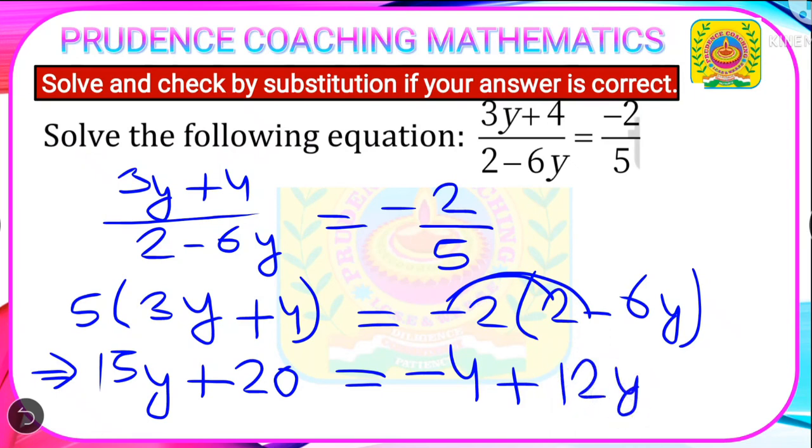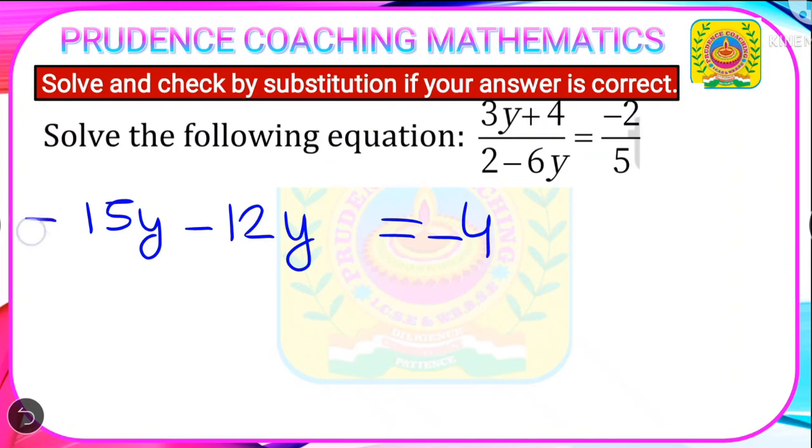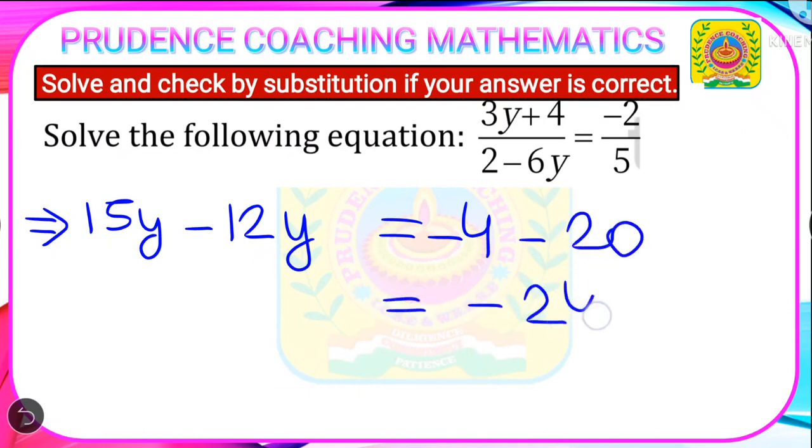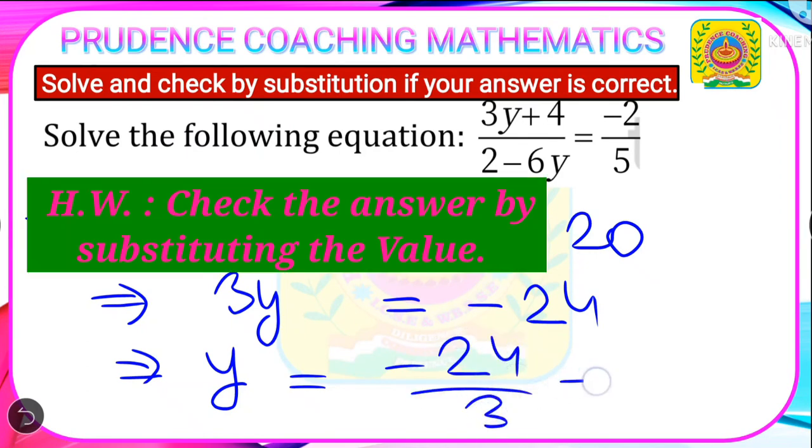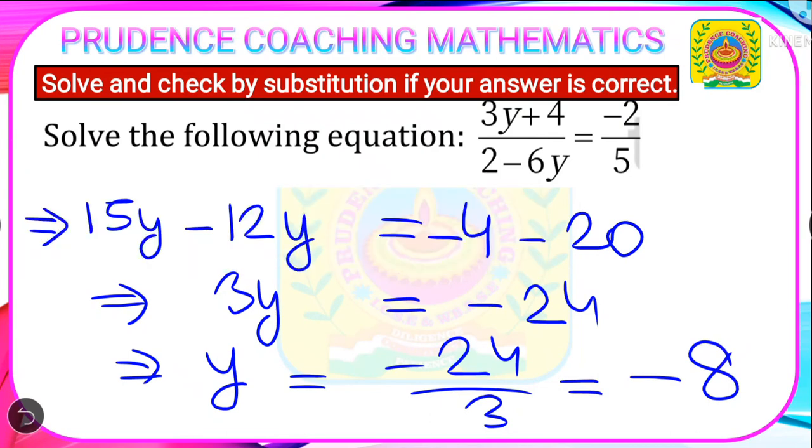Now we need to bring all the variables on the left side. So by taking the variables on the left hand side, we will get 15y minus 12y equals minus 4 minus 20. So this will be equals minus 24. 15 minus 12 will be 3y. So here the value of y will be minus 24 divided by 3. We know 3 8s are 24. So this will be minus 8, or the value of y here will be minus 8.